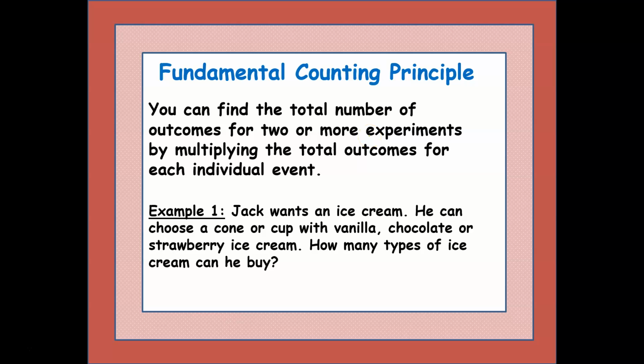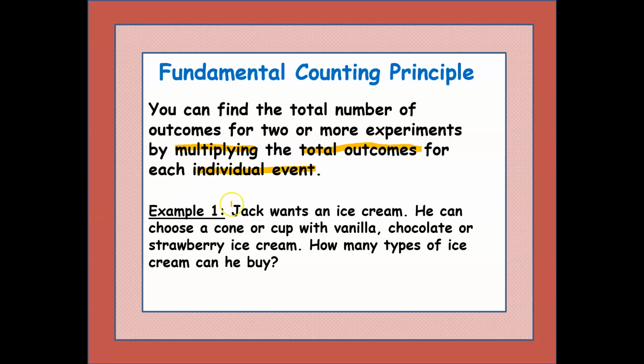Now we're going to look at another way to determine our sample space or our total number of outcomes. You can find the total number of outcomes for 2 or more experiments by multiplying the total outcomes for each individual event. So you're going to multiply our total outcomes for each individual event.